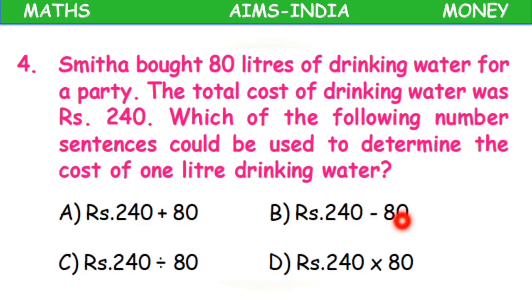Moving on to question number 4. Smita bought 80 liters of drinking water for a party. The total cost of drinking water was 240 rupees. Which of the following numbered sentences could be used to determine the cost of 1 liter of drinking water?